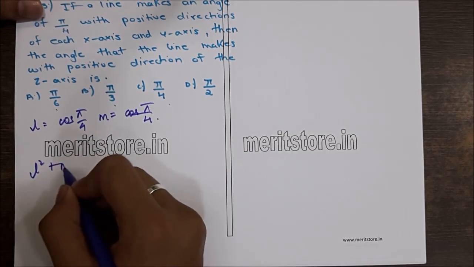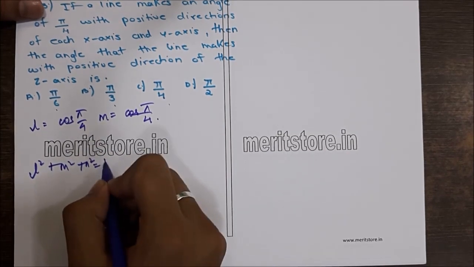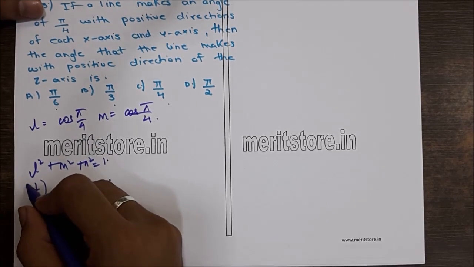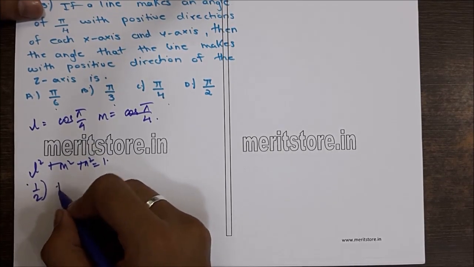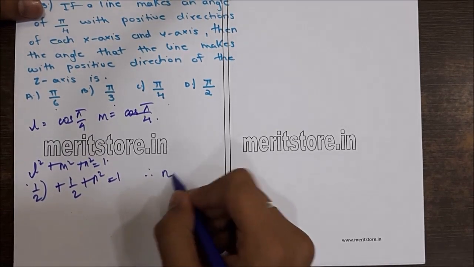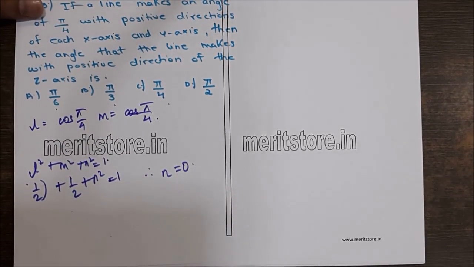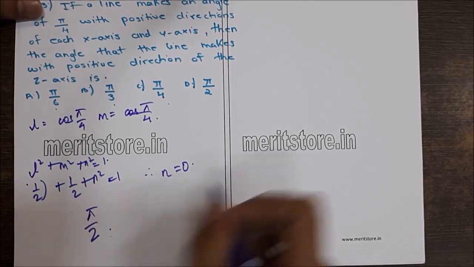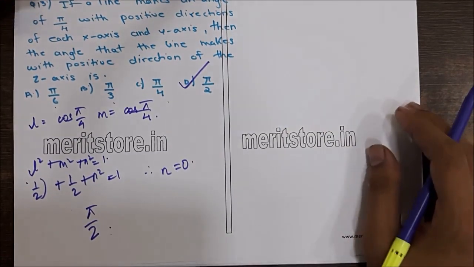We know that L square plus M square plus N square is equal to 1. So here 1 by 2 plus 1 by 2 plus n square is equal to 1. Therefore, simplifying this, we get the value of n as 0. The angle made by the line with positive direction of z axis would be pi by 2. So the correct answer is option D.